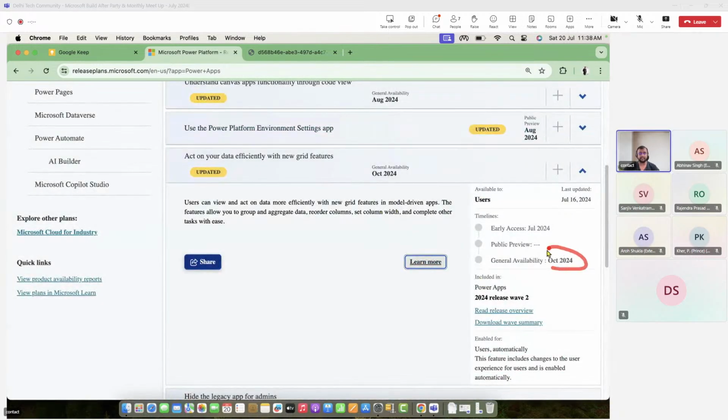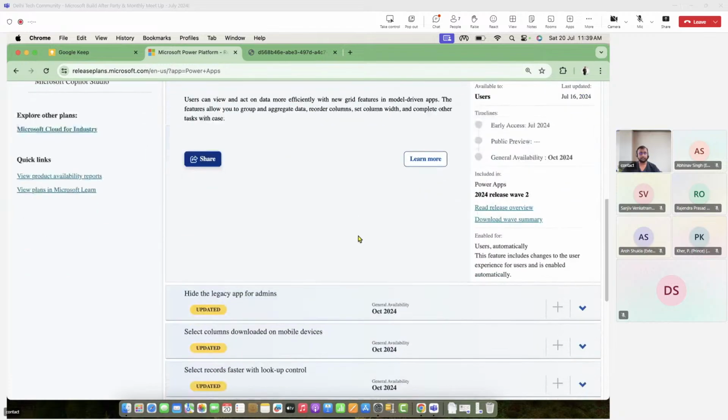So all these features are planned as part of the enhancement for model driven applications. Again, GA for this is planned for October 2024, and if your tenant is already in early preview, you can probably see these features right now inside your application. So have a look and try this out as well. I mean, it's already available.